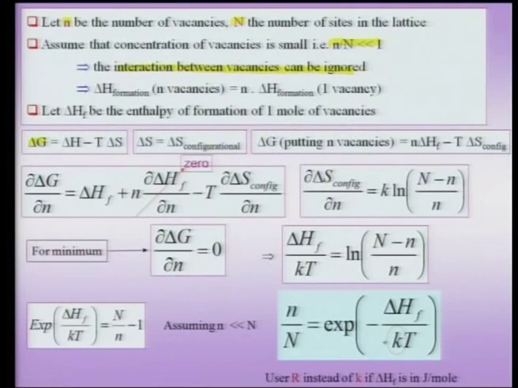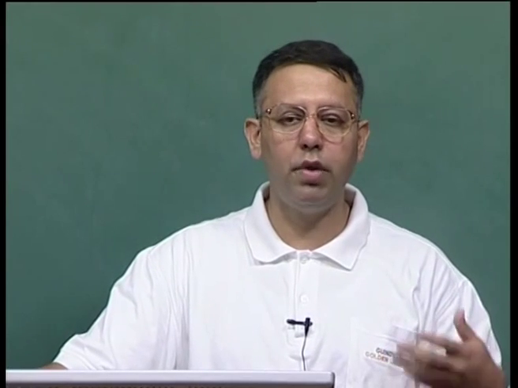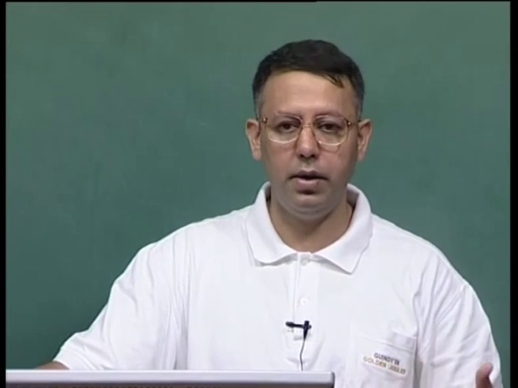If I put the first vacancy, it costs me a certain delta HF. If I put the second vacancy, it costs me the same delta HF, because now these vacancies are far away and they do not interact with each other. So, the third vacancy, the fourth vacancy, all of them, the cost for me would remain identical, and that would be delta HF.